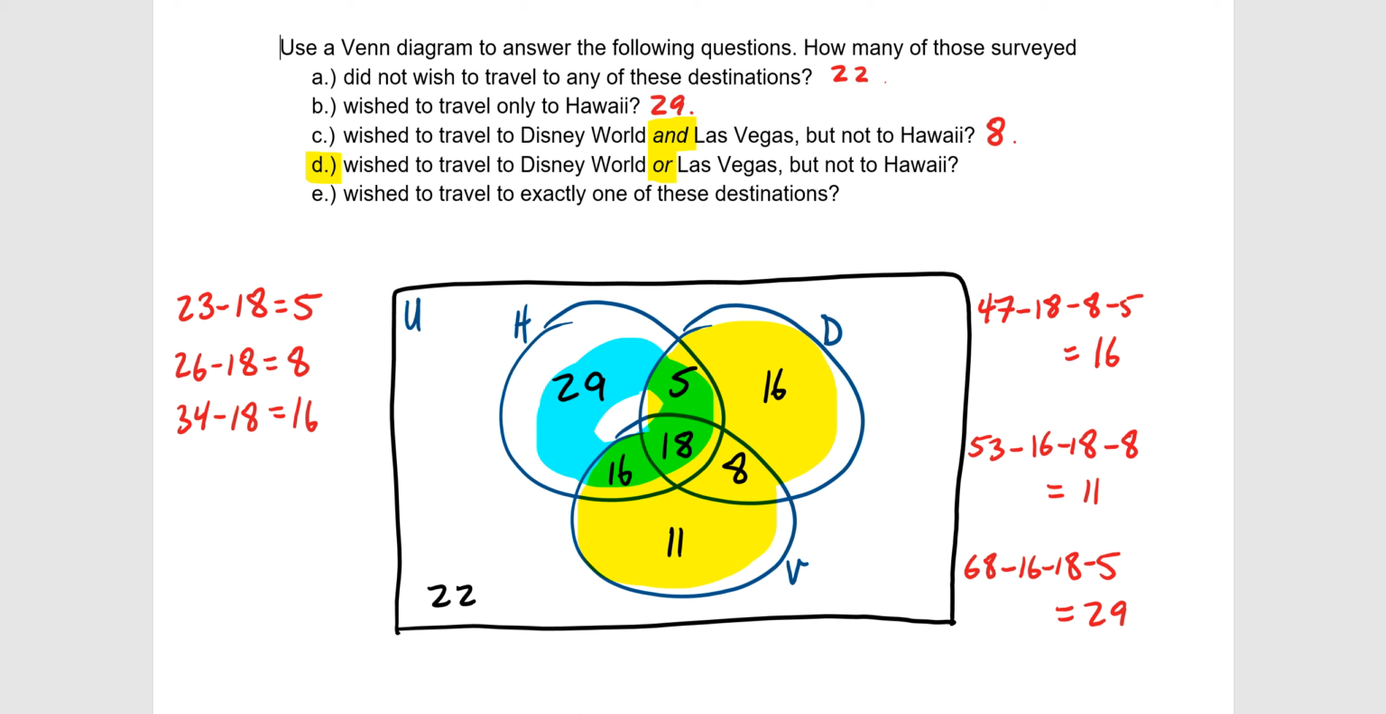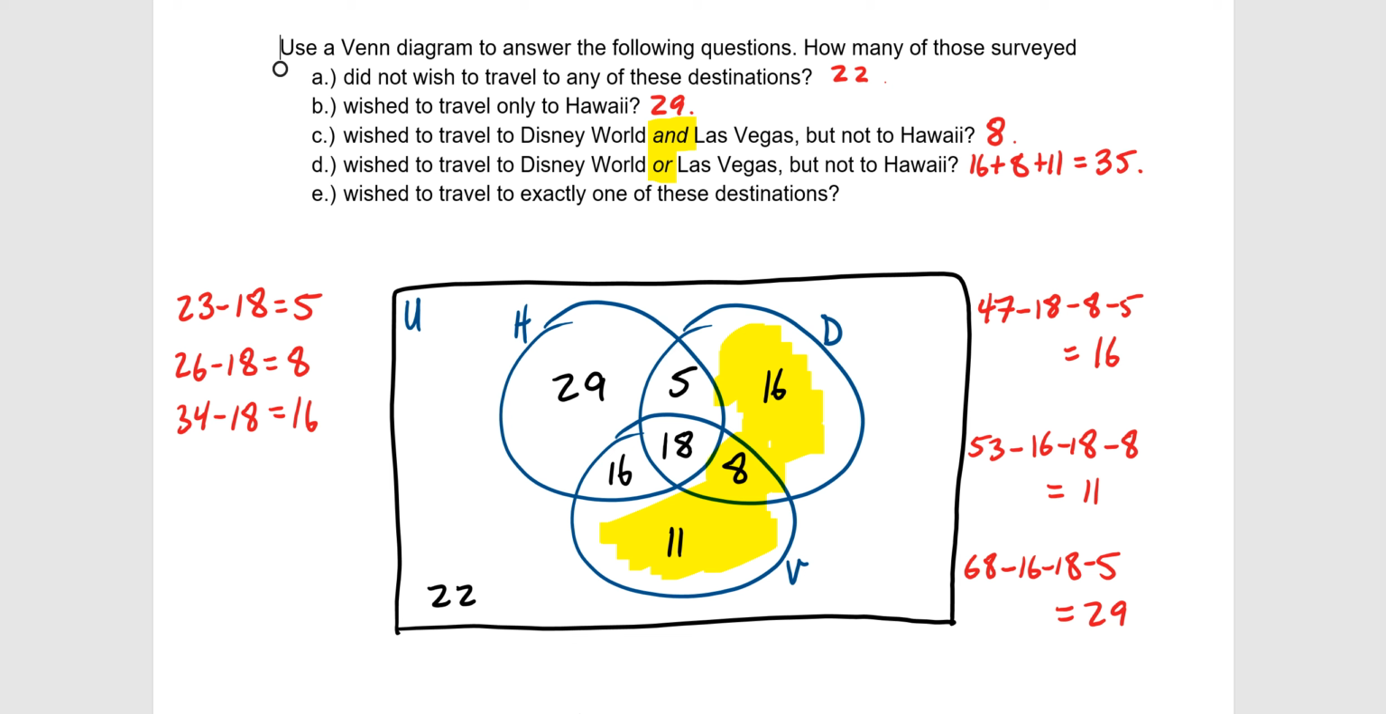So except for that green portion. So what's going to be left over is just going to be this portion, and this portion. So this is Disney or Vegas, but not Hawaii. So it's the complete circle for Disney, the complete circle for Vegas, subtracting off Hawaii's circle. Okay, so we have to add these up. So it's going to be 16 plus 8 plus 11, and that's going to give us 35 customers.